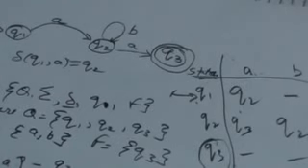So we can represent a finite automata in three ways: graphical, mathematical and tabular form.